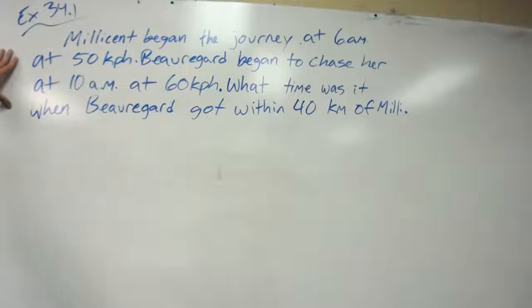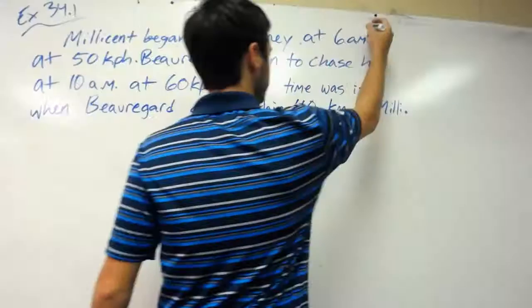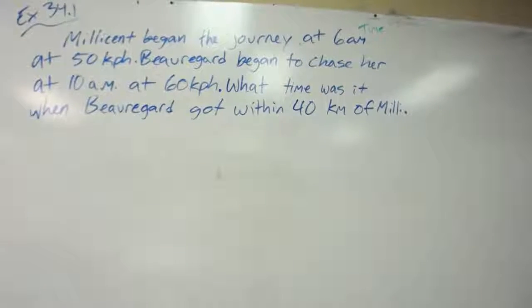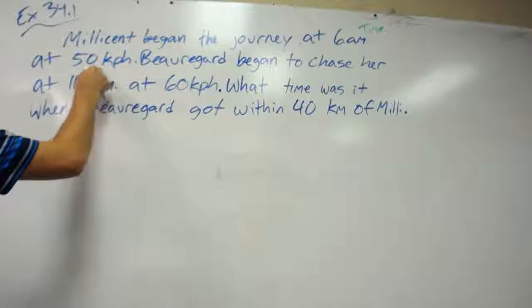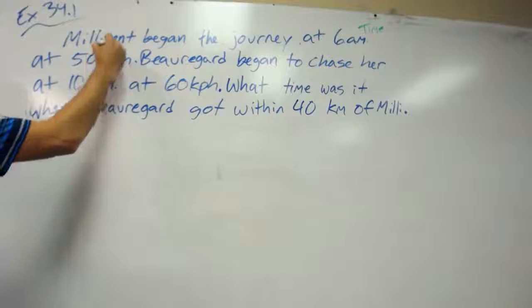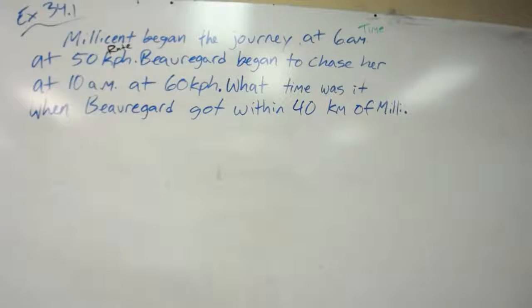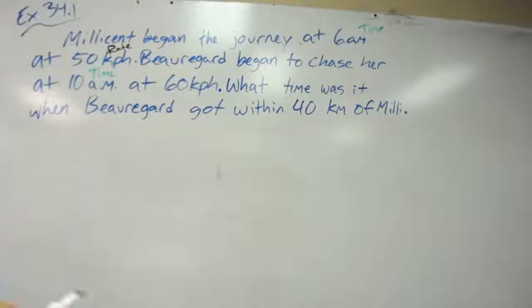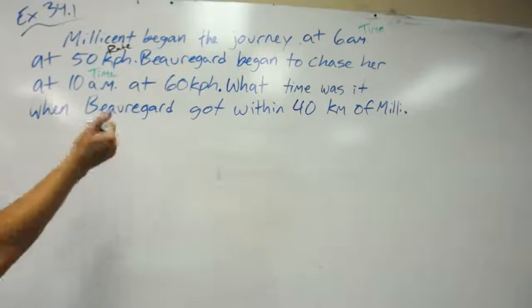So let's look at some clue words when we read this problem. Millicent began the journey at 6 a.m. Okay, we're going to need to know this is going to be a time. 6 a.m. refers to time. Went at 50 kilometers per hour. Okay, well this is going to be a rate because it's referring to speed. Beauregard began to chase her at 10 a.m. Oh, that refers to time. We'll take a look at that more later. At 60 kilometers per hour. That refers to a rate.